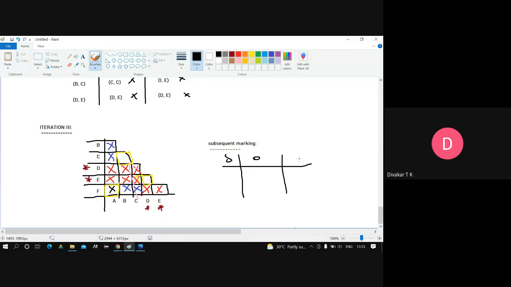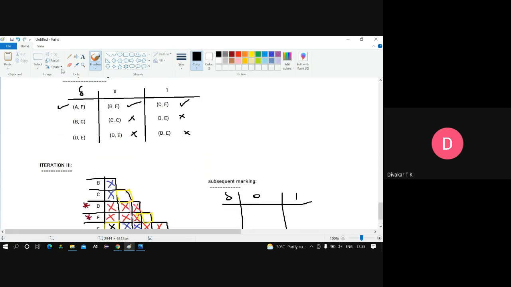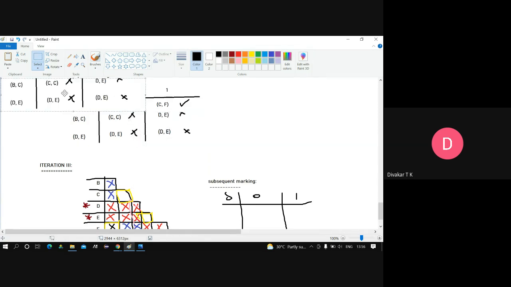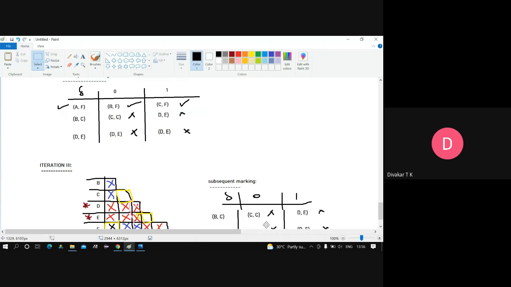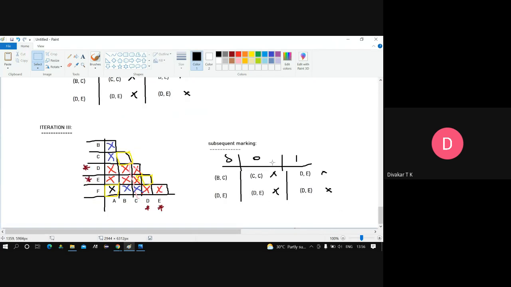So 0, this is 1. I have copied it here. Okay. Yes, okay. B, C and D, E will be remaining. So no more marking again. C comma C, no marking. D, E, no marking. Okay.